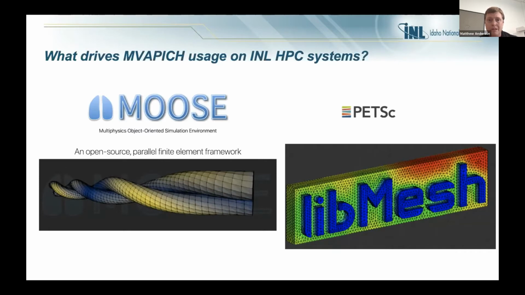Moose is built upon PETSc and LibMesh. LibMesh, of course, was developed by Ben Kirk at NASA. Almost all development of LibMesh now is actually occurring at Idaho National Laboratory. And so these are the tool frameworks and the tools that are only using MVAPICH right now. They're not using any other MPI framework. So this is what drives almost all MVAPICH use on our INL HPC systems.